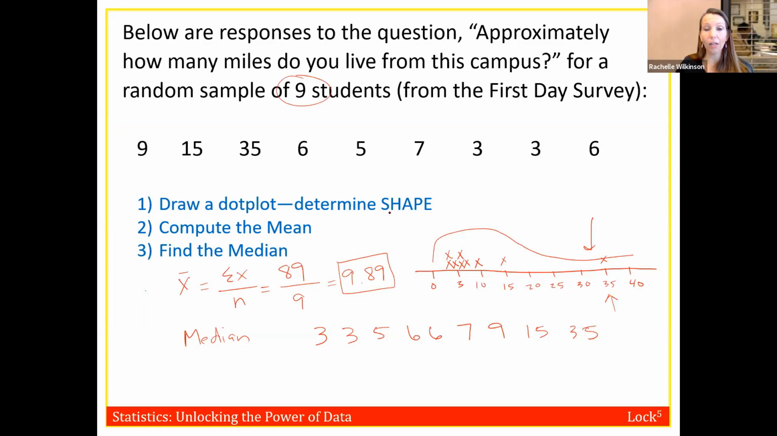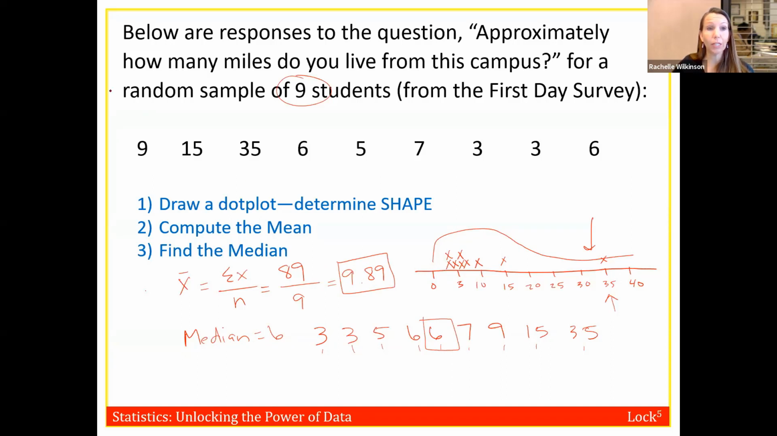Okay, so now I'm going to work my way into the center. And 9 is an odd number. So when I get to the center, there's just going to be one number, and that one number is going to be my median. So I've got 3 and 35, 3 and 15, 5 and 9, 6 and 7, and 6. So 6, this number right here in the center, is going to be my median. So my median is 6, and my mean is 9.89.